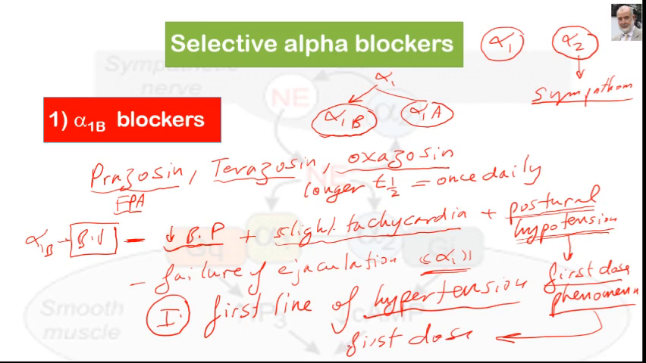Okay? So this is the first group, which are the alpha-1 B blockers, which can block adrenergic receptors on the blood vessels, decreasing blood pressure, producing slight tachycardia due to reflex mechanism, and they can produce postural hypotension. And alpha-1 B receptors are present in many places, including ejaculatory ducts in the male, and this can lead to failure of ejaculation, besides the other effects that we have described before. These drugs are generally indicated in treatment of hypertension. Okay, so this is the first group, alpha-1 B blockers.